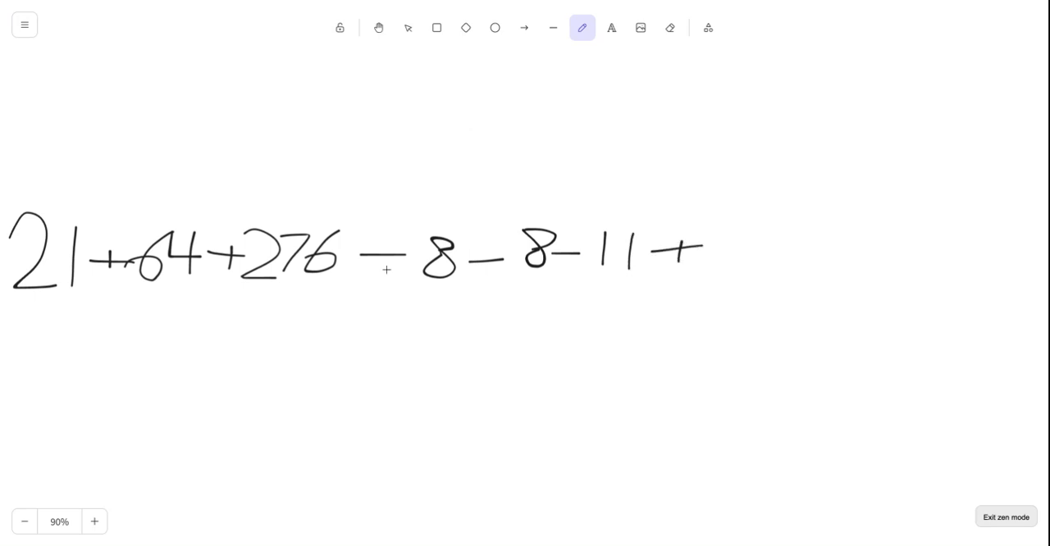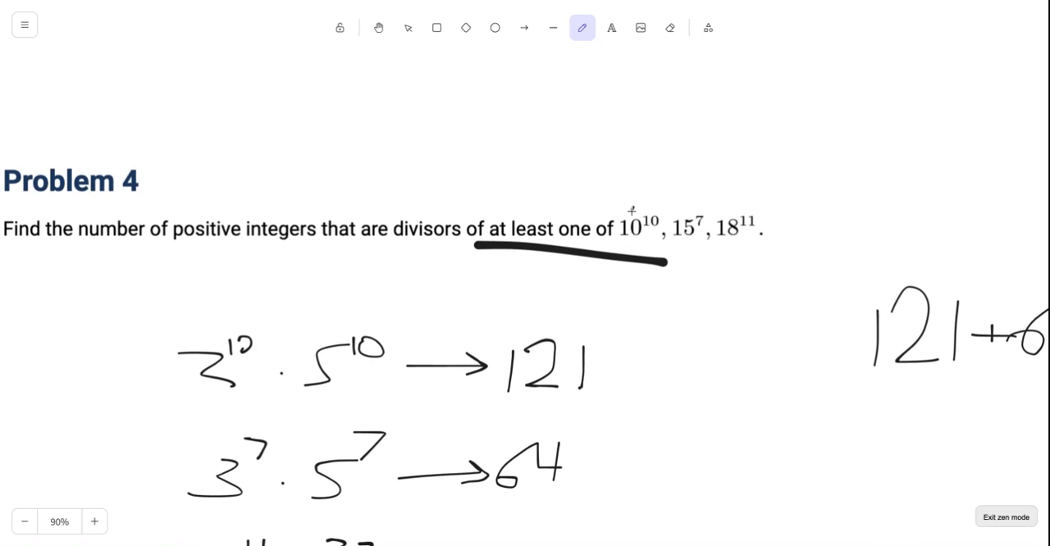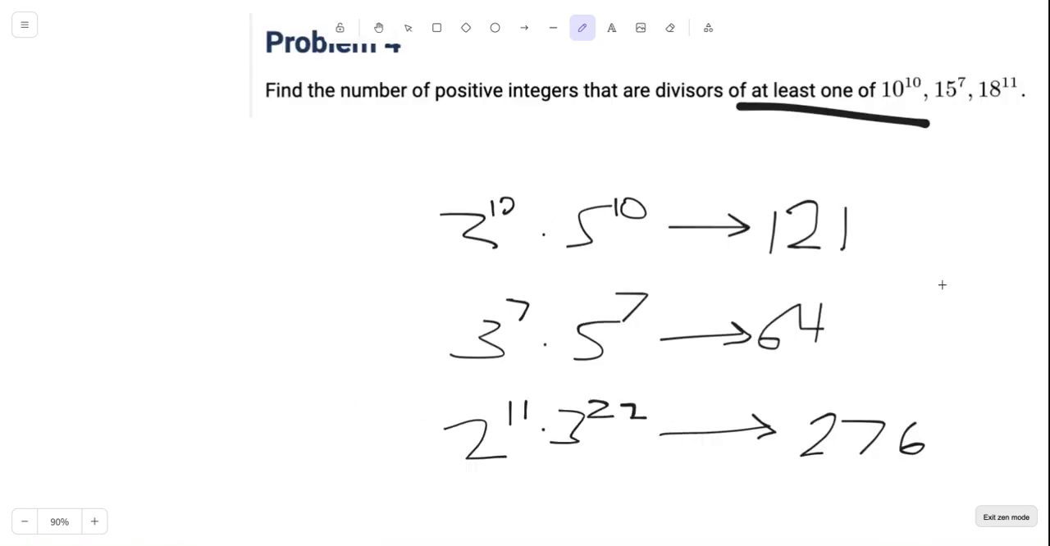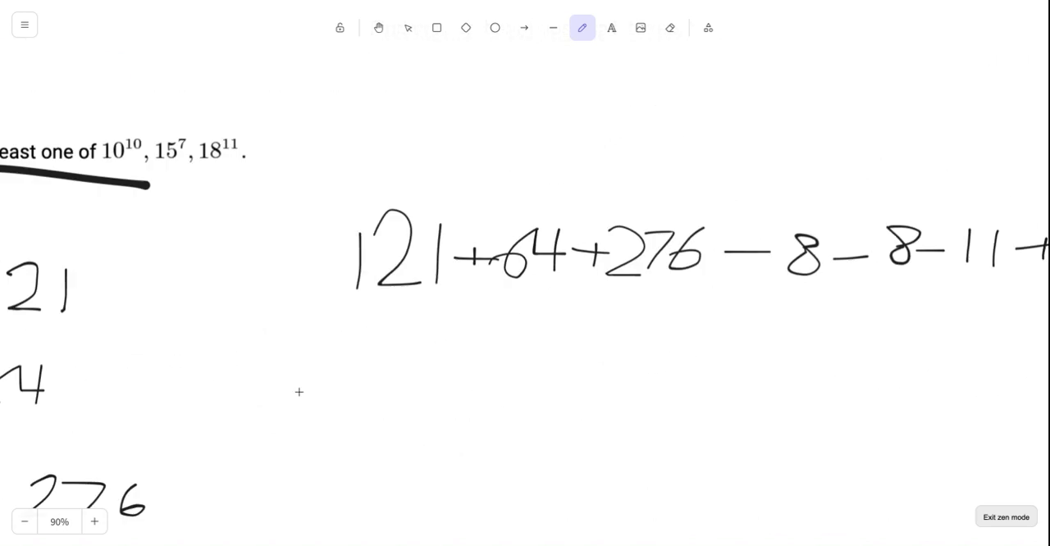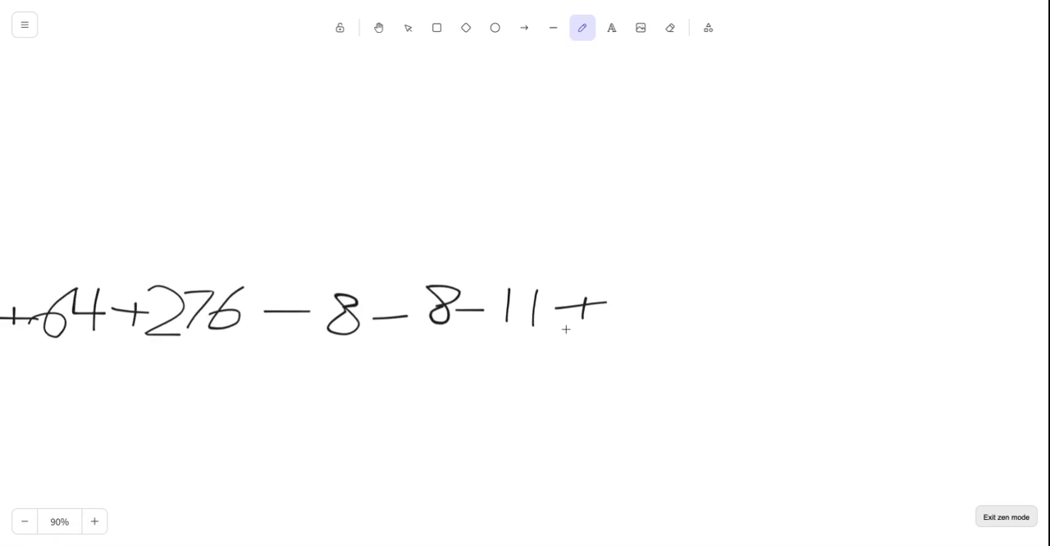Now we have to add the number of factors common to all three of them, which you might have guessed is only the factor 1, because there's no prime factor common to all three of these. This one has no 3, this one has no 2, and this one has no 5. Therefore, the only factor common to all of them is 1.